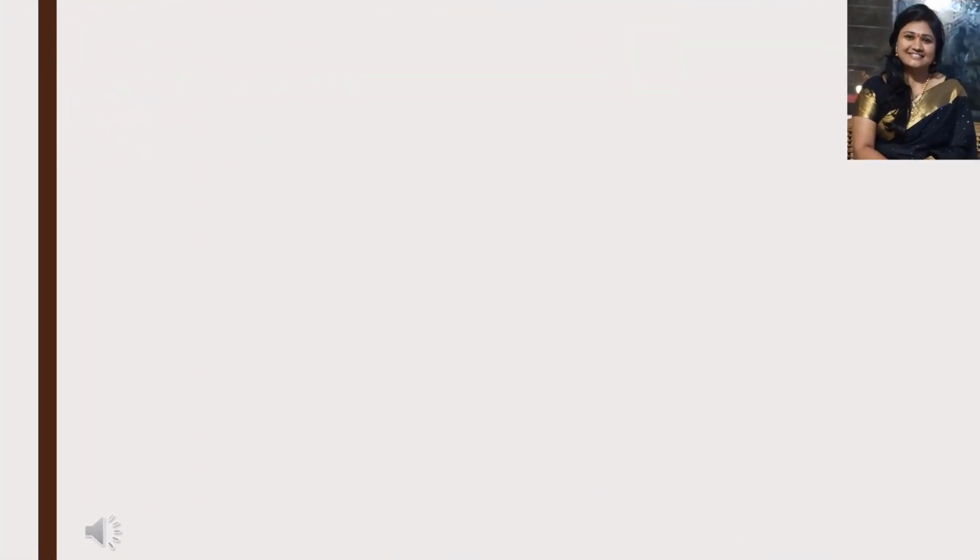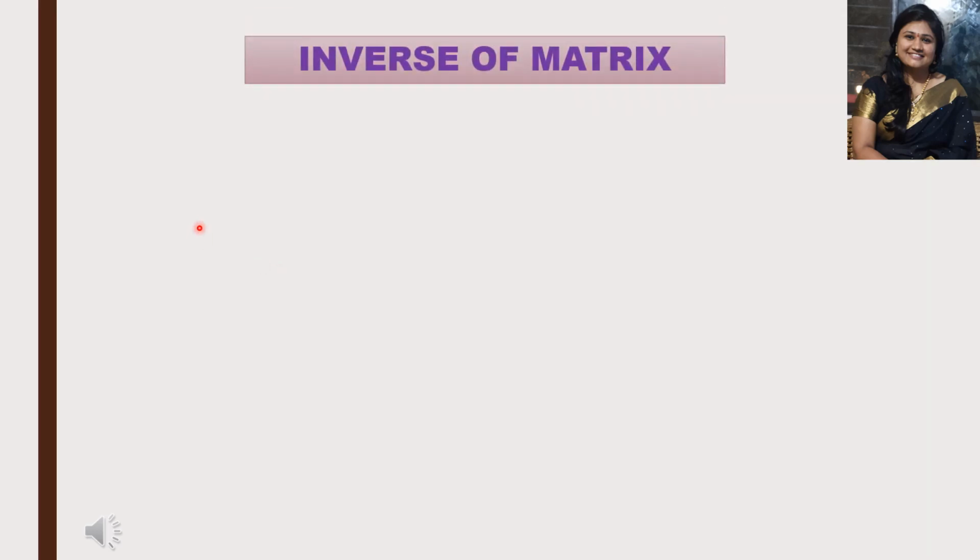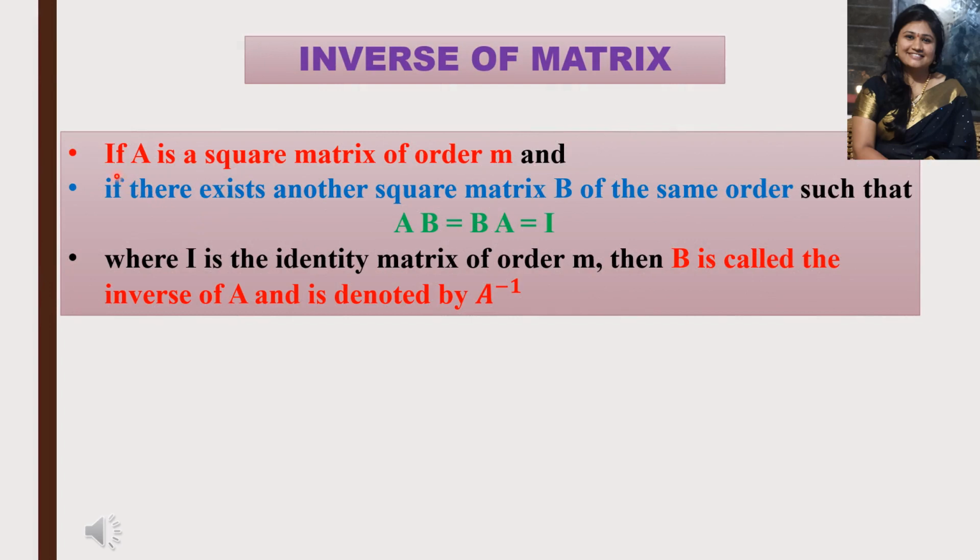So let us start the first topic, that is the inverse of a given matrix. Now what is the definition for the inverse of a matrix? For that we consider two matrices. Suppose this is your first matrix A, which is a square matrix of order M. Square matrix means it contains the same number of rows and the same number of columns. So A is either a 2 by 2 matrix or a 3 by 3 matrix. 2 by 2 means 2 rows and 2 columns. 3 by 3 means 3 rows and 3 columns.